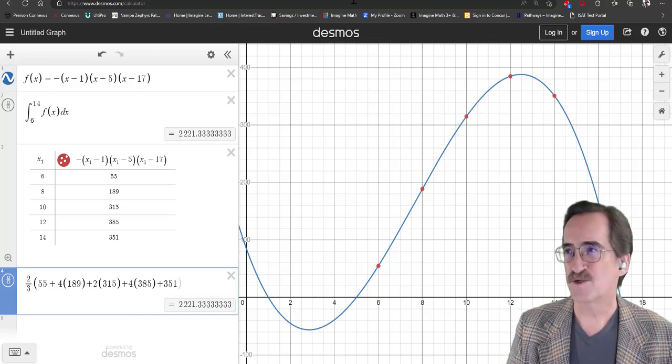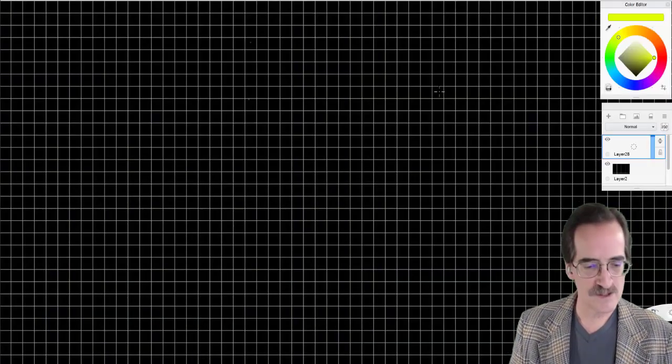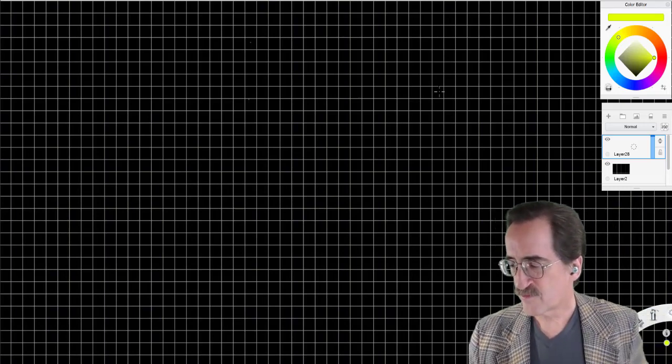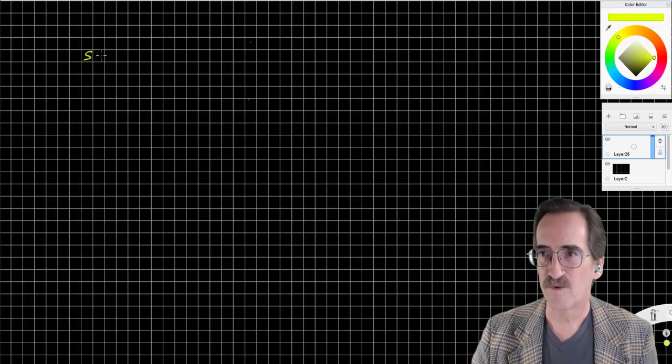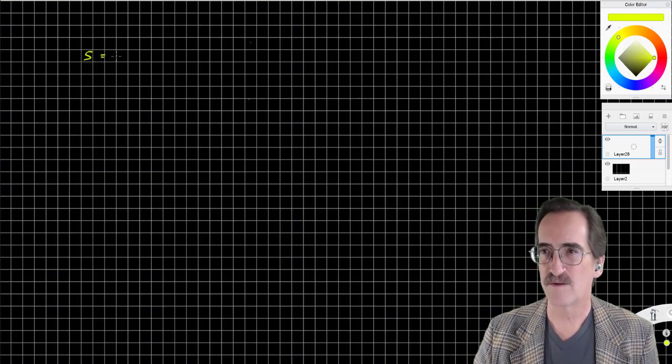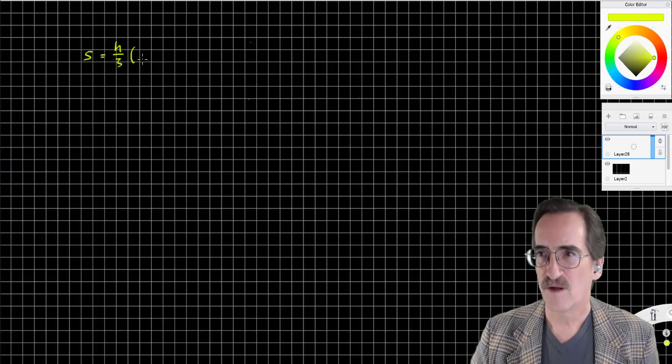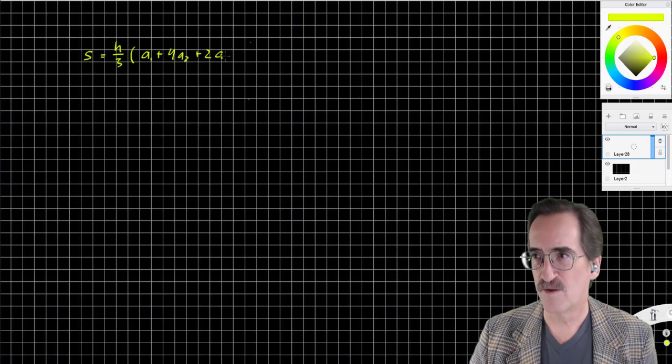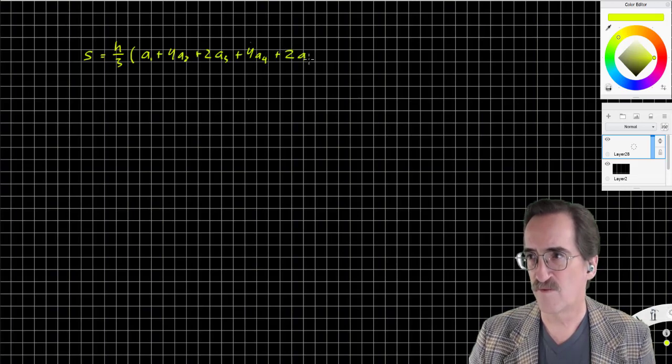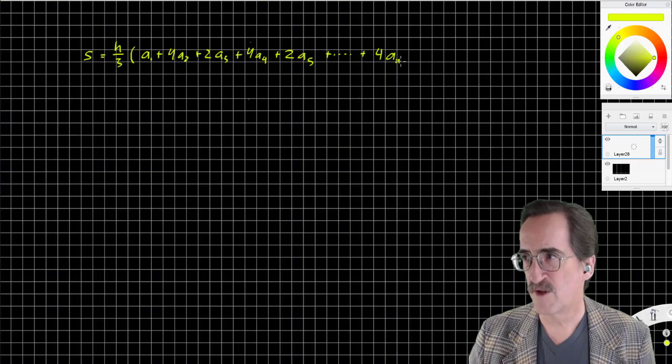Okay, so just in review, the formula for Simpson's rule is S for the sum of the areas is h over 3 times a1 plus 4a2 plus 2a3 plus 4a4 plus 2a5, etc., keeping that pattern up. The second to last is always a 4, a sub n minus 1, plus a sub n.